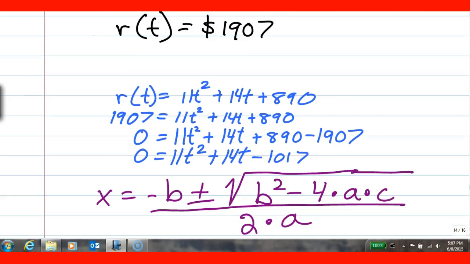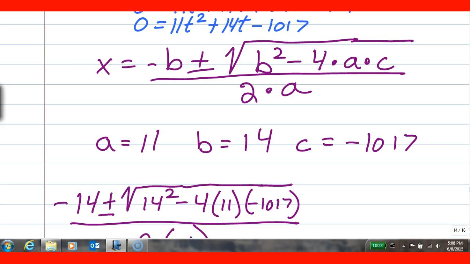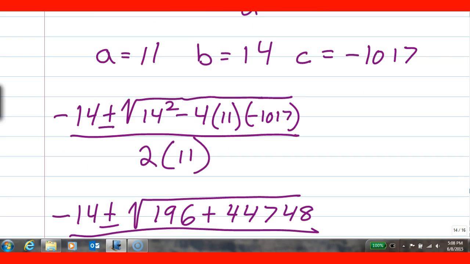Now instead of factoring, I'm going to use the quadratic formula to solve for this equation. So when I look at this equation up above, I see that I have an 11 in the A position, I have a 14 in the B position, and in the C position I have a negative 1017. So I'm going to plug it into the quadratic formula here and solve.